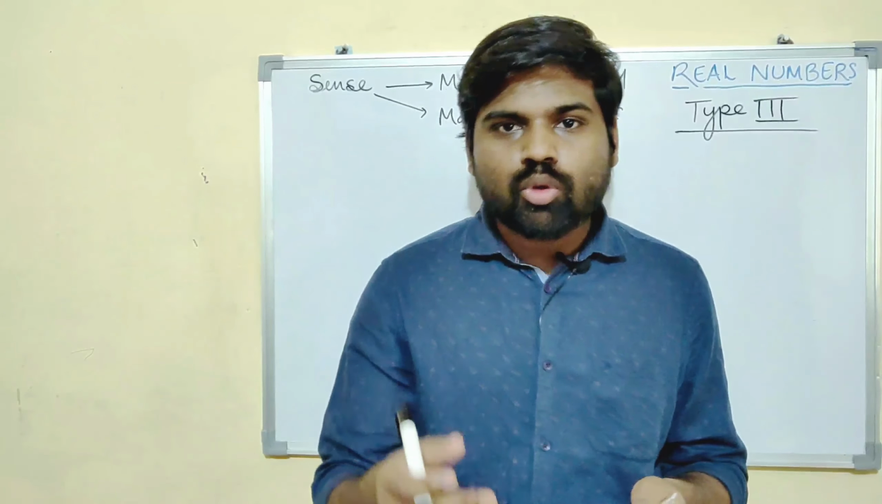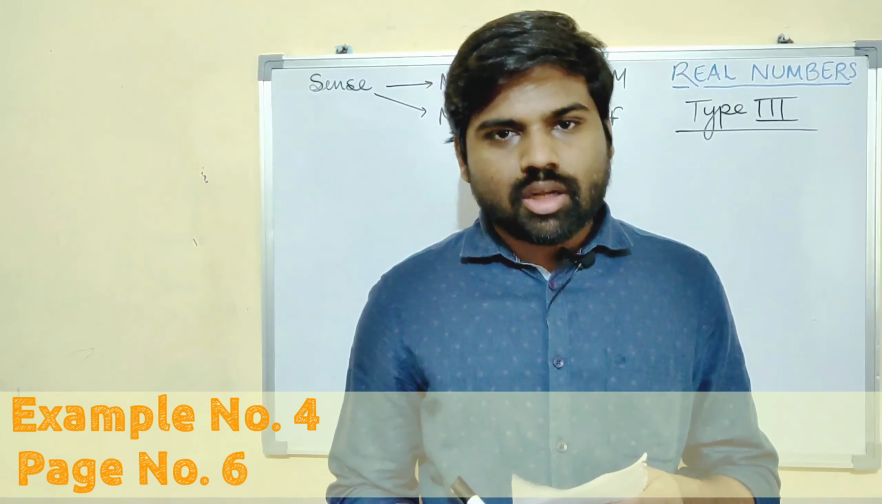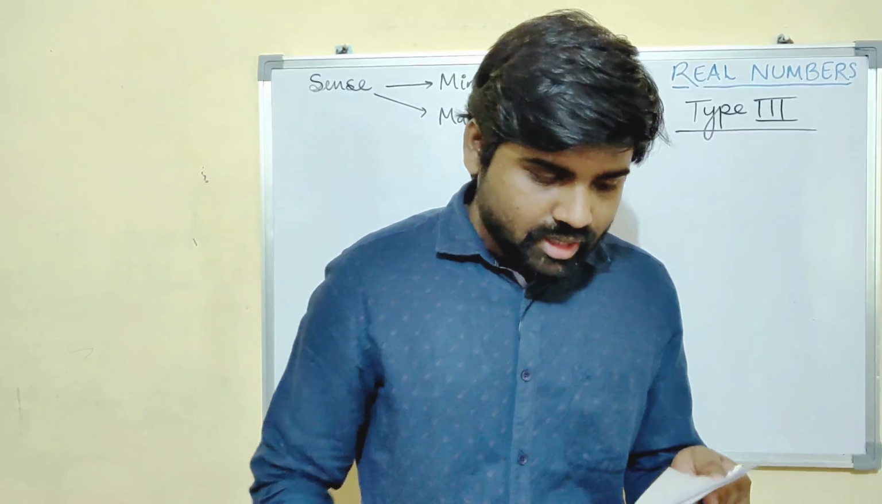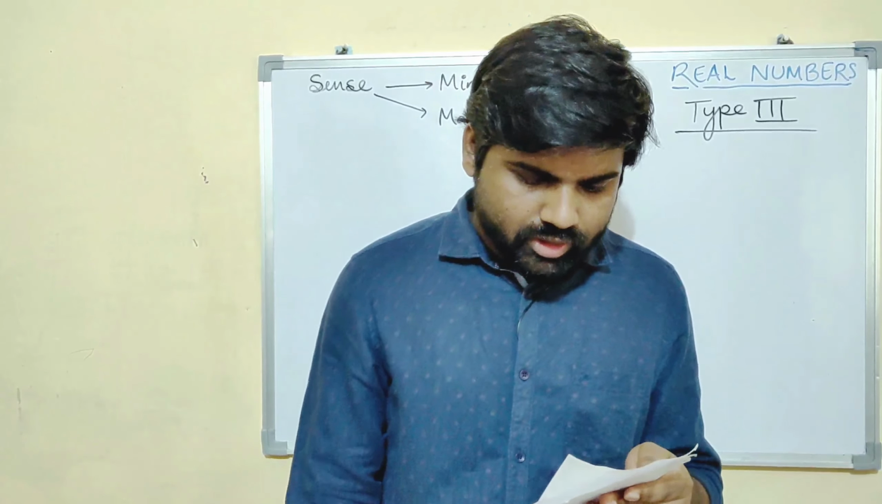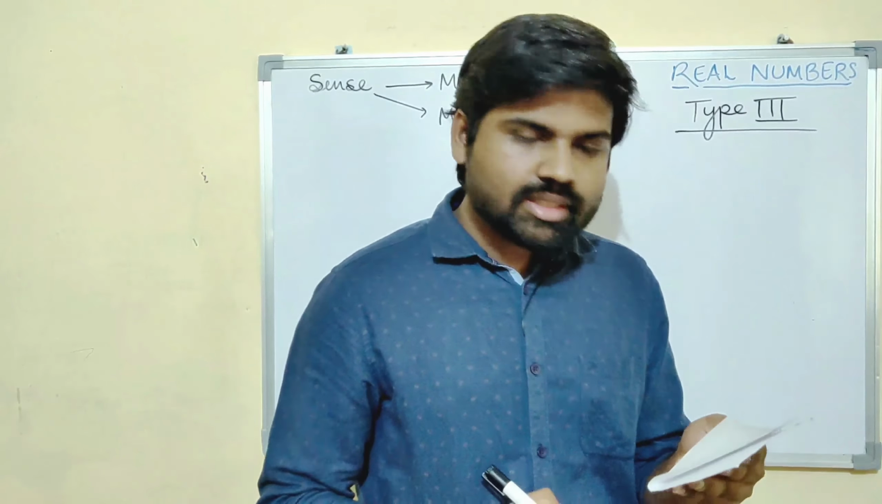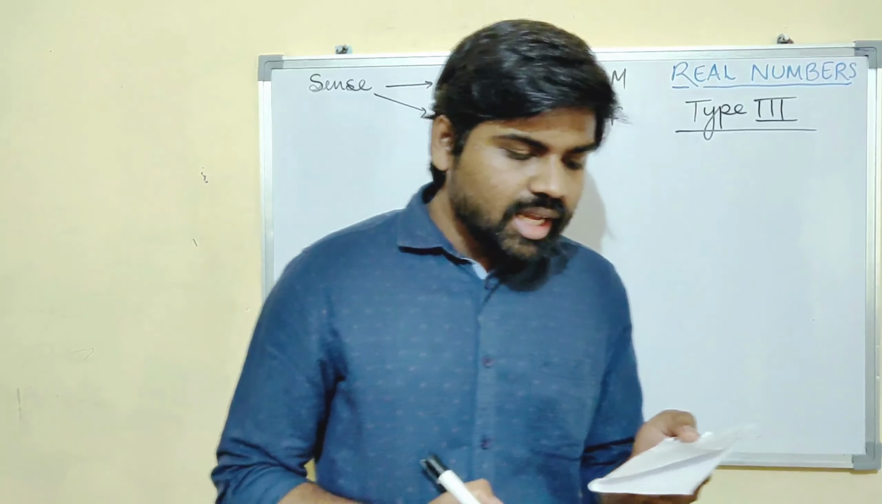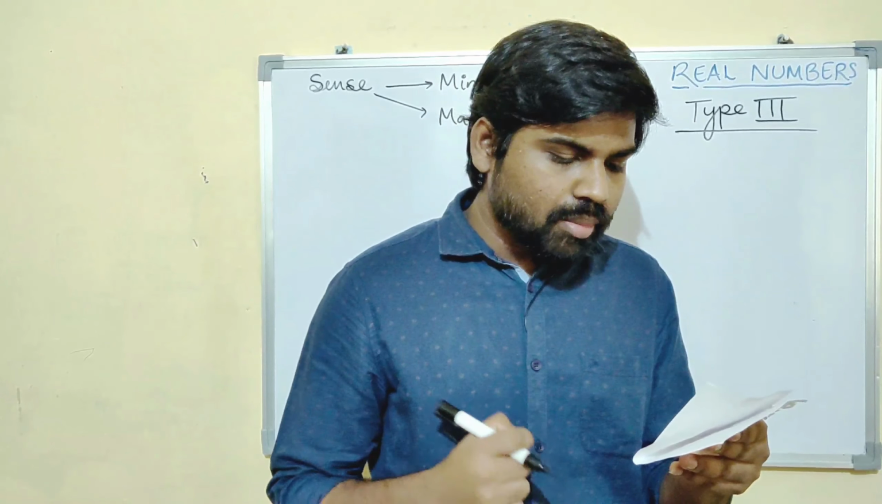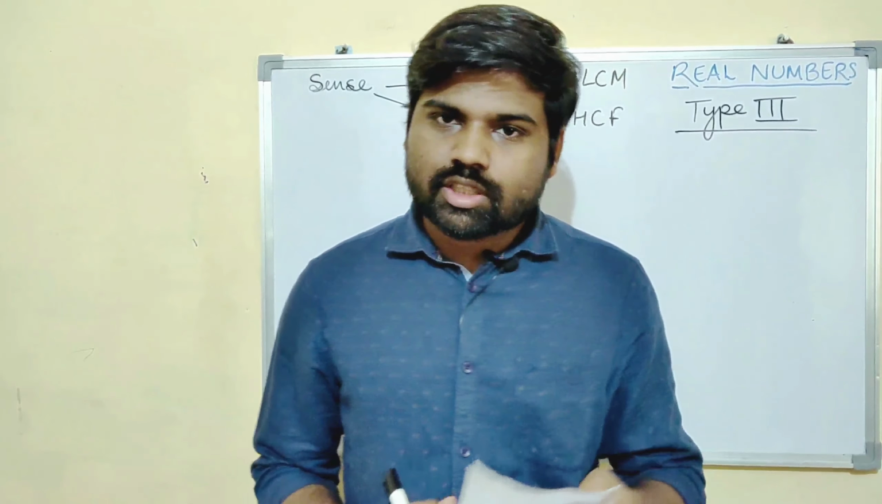You can see your book, example number 4. I'm reading it out for you. A sweet seller has 420 Kaju burfis and 130 Badam burfis. She wants to stack them in such a way that each stack has the same number and they take up the least area of the tray. What is the number that can be placed in each stack for this purpose?